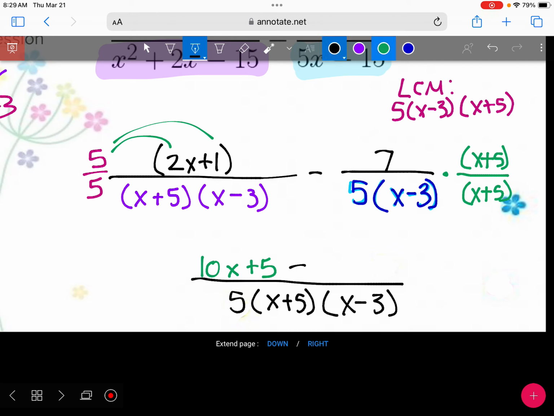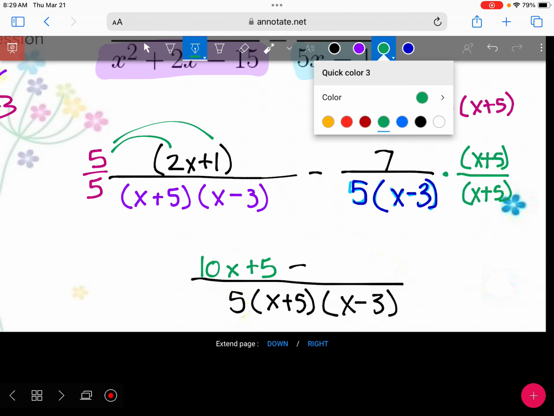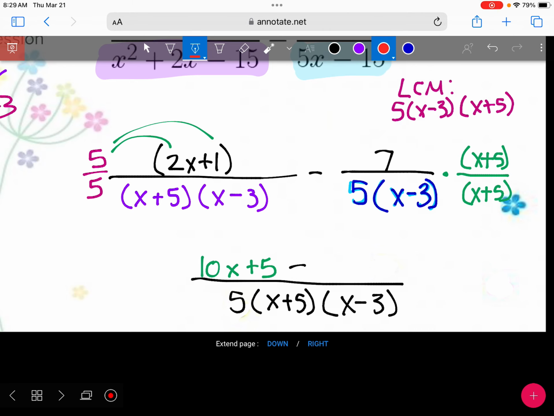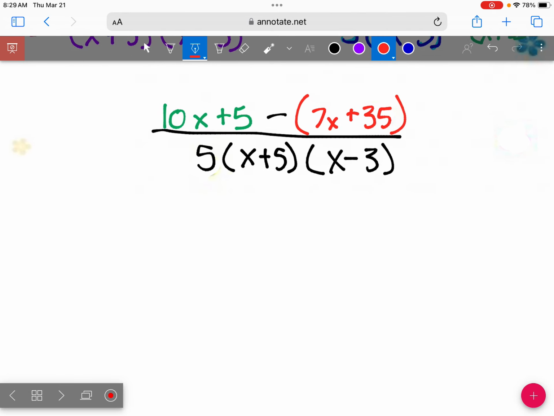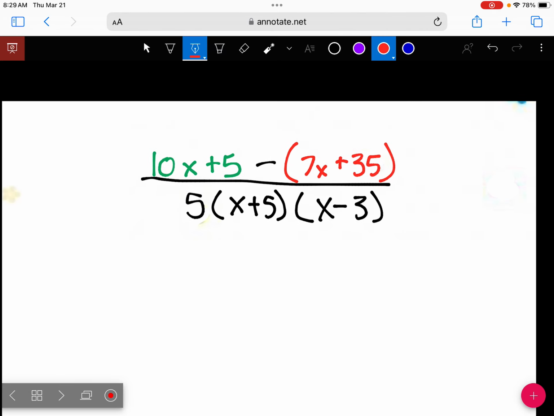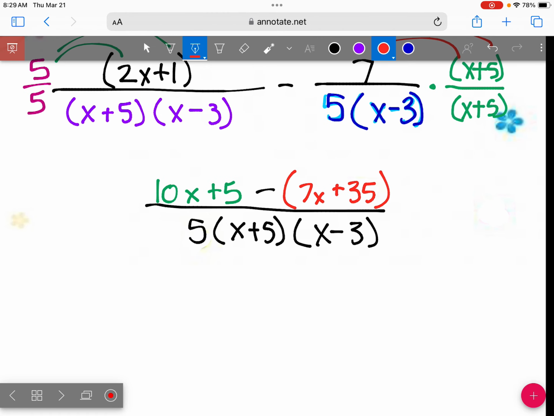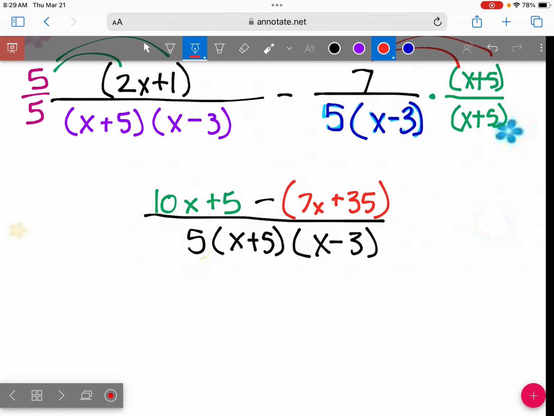And then we're going to subtract everybody on the right-hand side. So we're going to subtract my 7 times x and my 7 times 5. So we're going to have 7x plus 35. I'm going to give us a little bit more space here. There we go. Just so we can see where everything comes from.